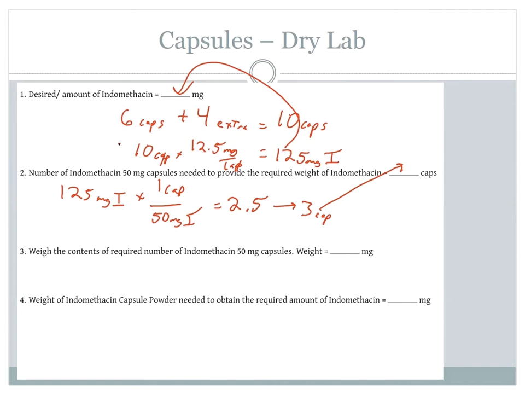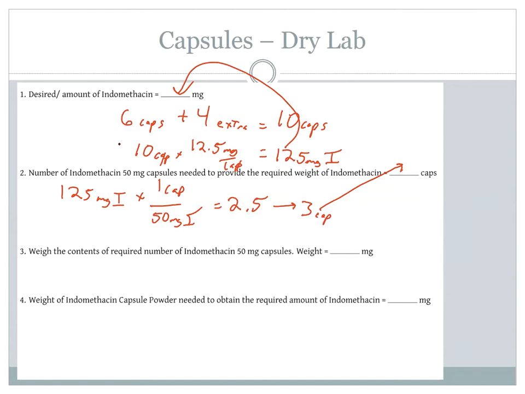So 3 capsules. I want to make sure I understand this. How much indomethacin is in 3 capsules if each capsule is 50 milligrams? 3 times 50 is 150. So that's more indomethacin than I really need. I don't really want all 150 milligrams. I only want 125. So I'm going to have to figure out how much of the powder from those capsules I actually need to have only 125 milligrams.